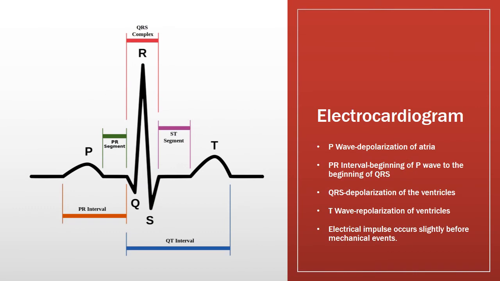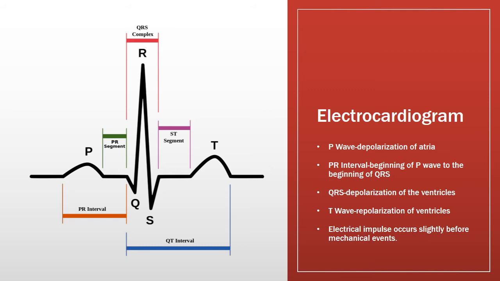The electrocardiogram is a visual representation of the electrical impulses that go through the heart. So the P wave is the depolarization of the atria. The sinoatrial node sends electrical impulses through the atria down to the atrioventricular node, and this causes the contraction of the atria. The PR interval is the time between the beginning of the P wave to the beginning of the QRS complex. The QRS complex is when the atrioventricular node sends electrical impulses down through the Purkinje fibers through the ventricles. This causes the ventricles to contract.